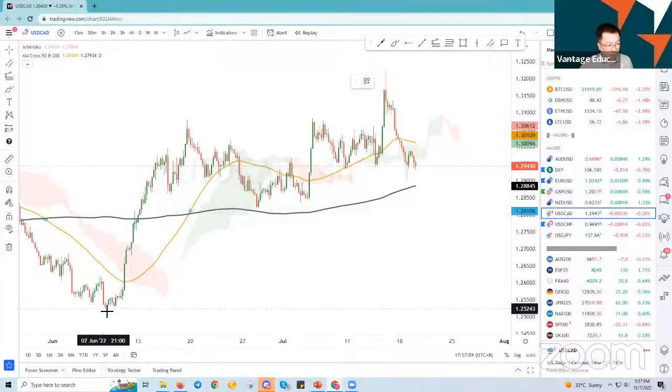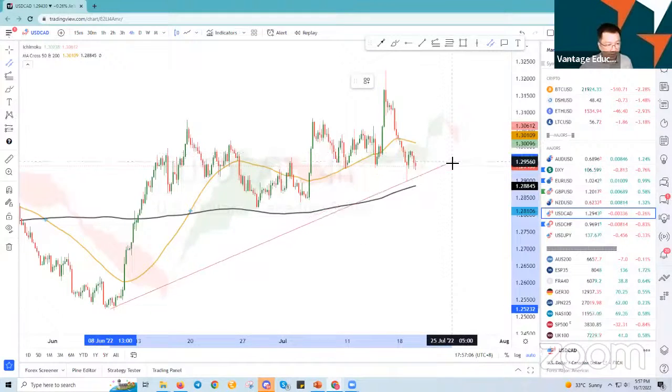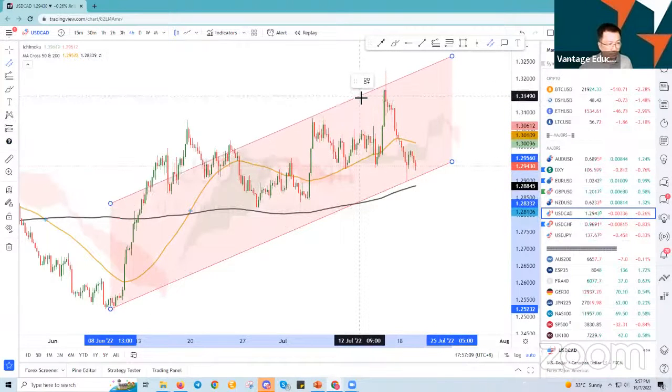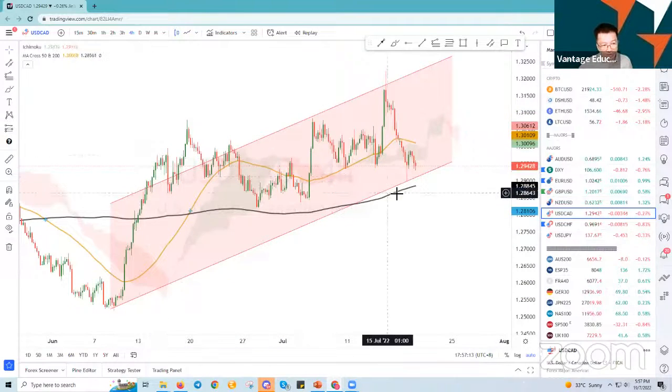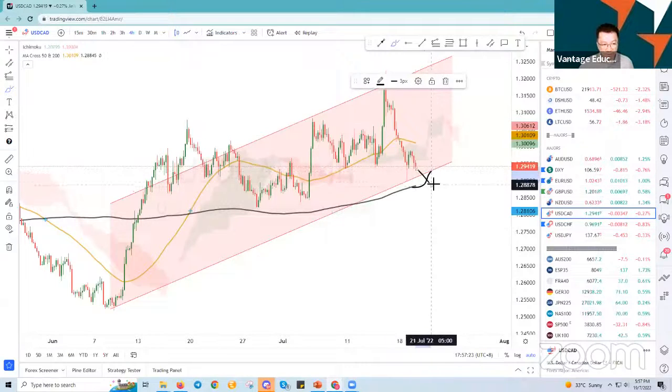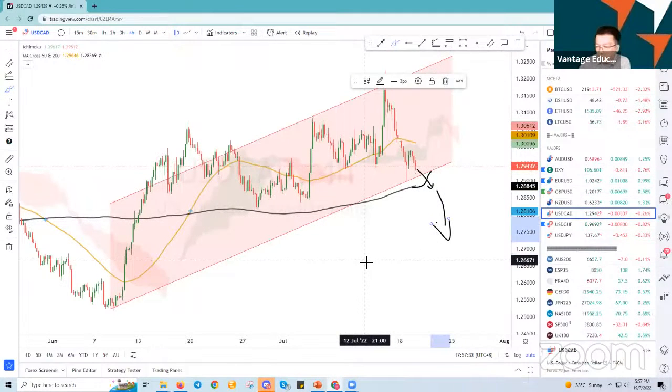You could also apply a channel in this case, working quite strongly. As it breaks out, comes back in, we can see possibly a break. And if it does break this way, you can see again the possibility of a double break. If that MA does come up and we see price break below, you can see a double break, which could lead to quite significant downside for the US CAD.